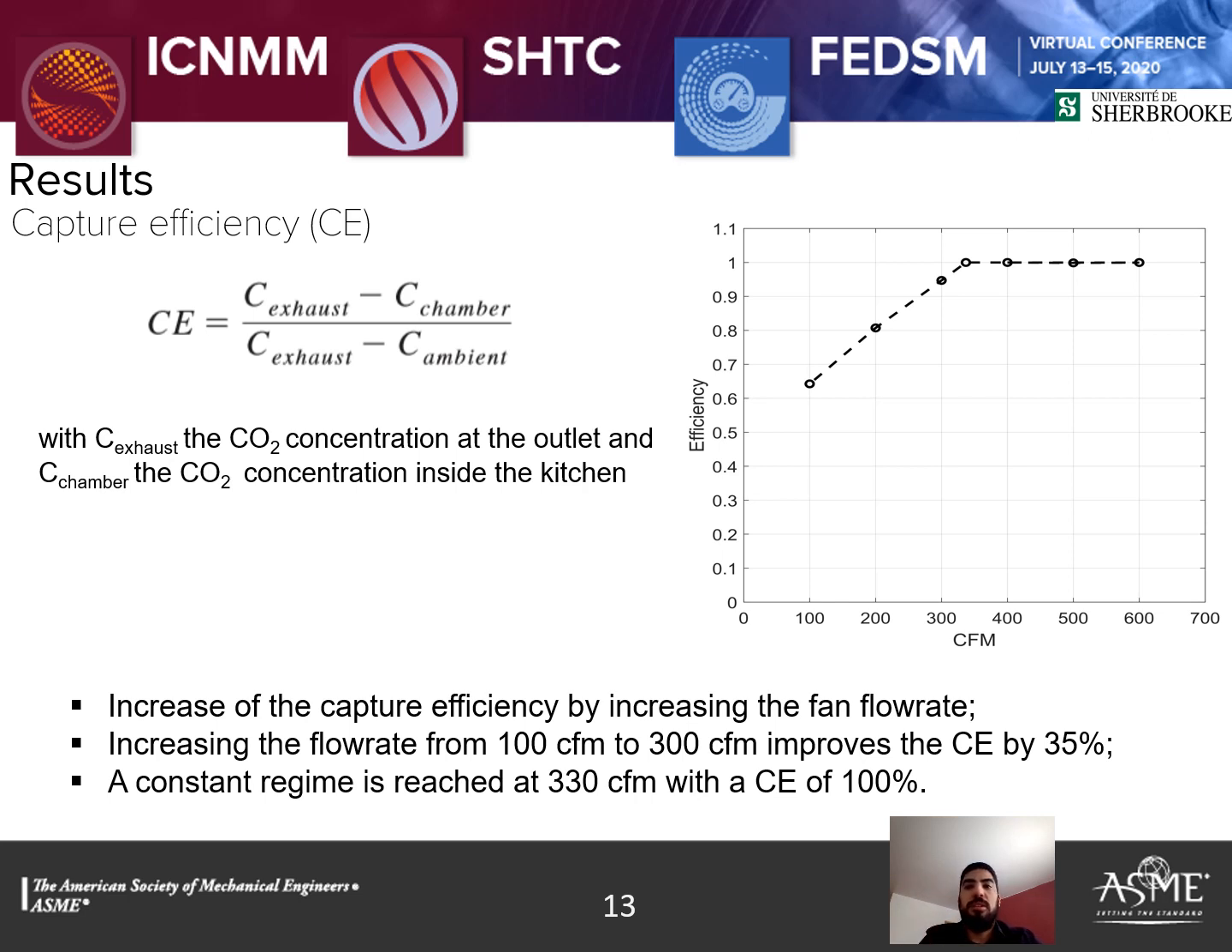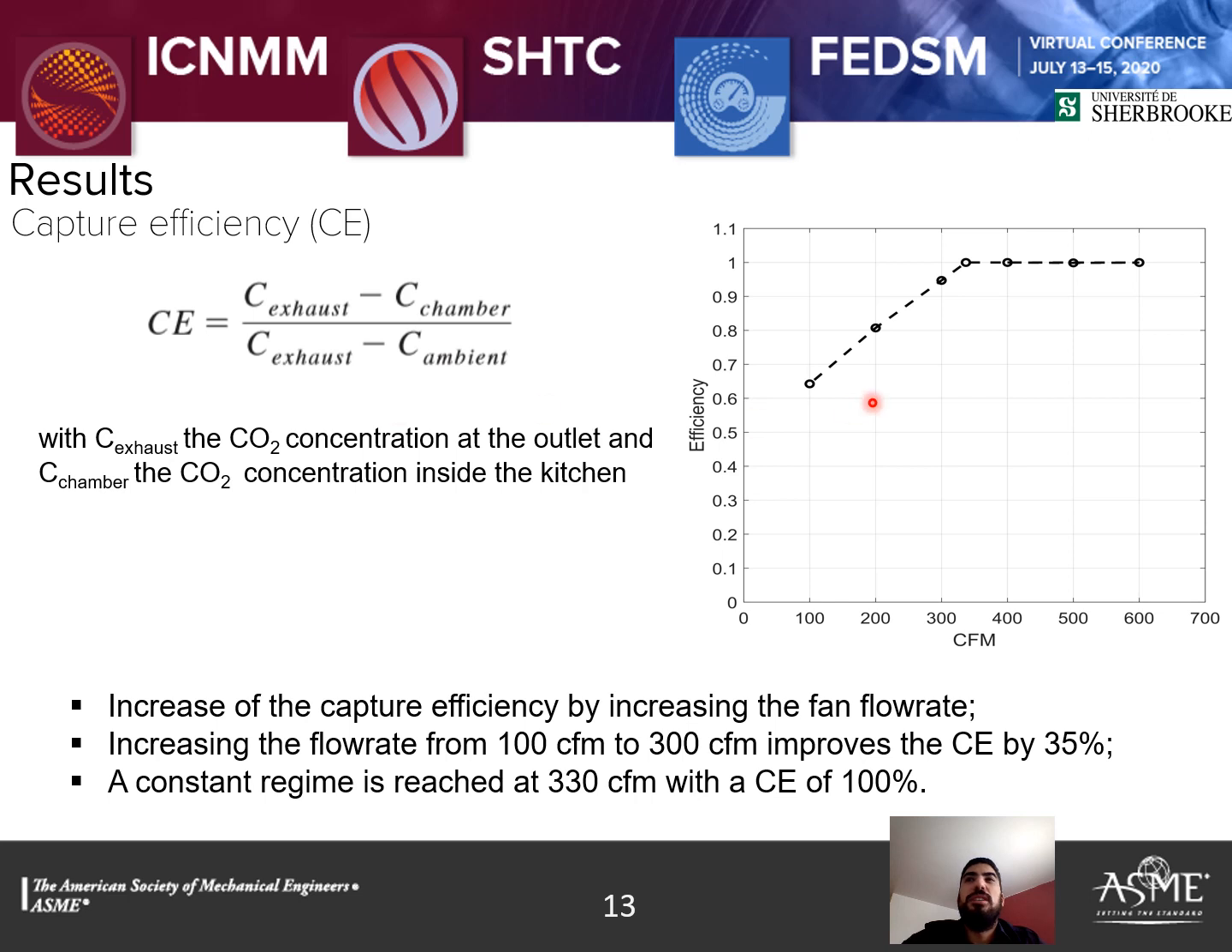We imposed the intake of CO2 inside the kitchen, and we calculated the capture efficiency for different flow rates of the range hood, varying between 100 CFM and 600 CFM. The capture efficiency has been calculated as follows, where C exhaust is the concentration of the CO2 at the exhaust, at the outlet pipe, C chamber is the CO2 concentration inside the kitchen, and C ambient is the CO2 concentration at the air inlet.